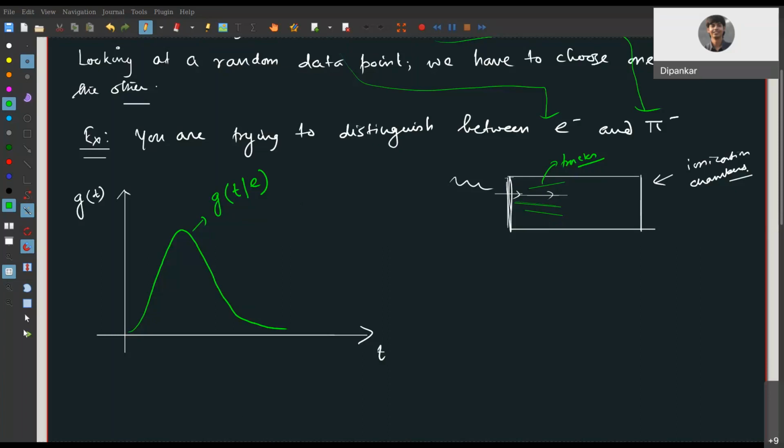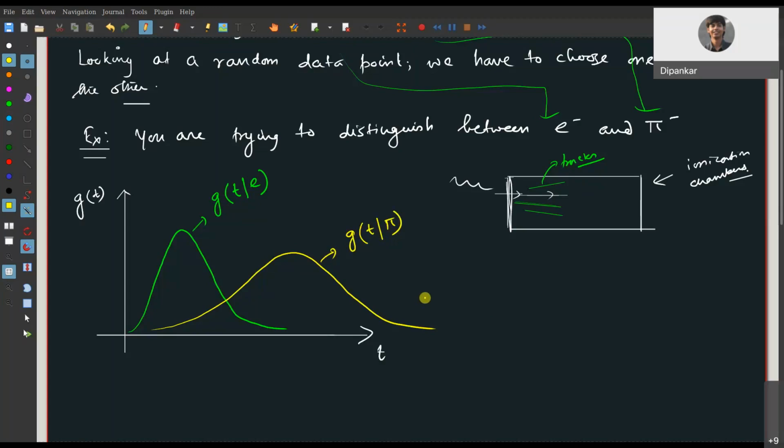So anyway, this is how you get the distribution of track length given it is an electron. And similarly, you have obtained another distribution of track length if the incident particle is a pion. Okay. And suppose the distribution is like this. So this I call the distribution of track length provided it's a pion. Okay. Did everyone understand how I get these plots?